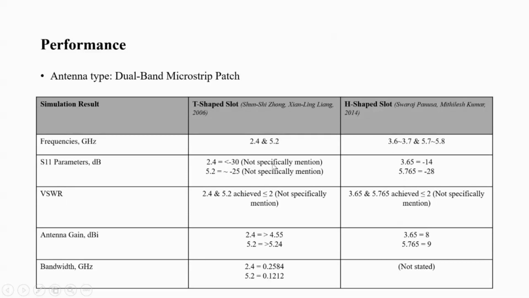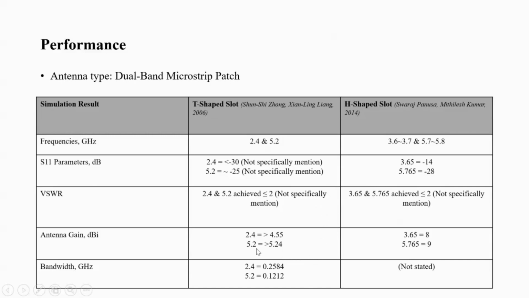And for the second related article here, the frequency varies according to the author. The T-shape slot uses 2.4 and 5.2 GHz, and the H-shape slot, I think they are using specifically 3.65 and 5.72 GHz. Then the S11 parameter for 2.4 is less than negative 30, and for 5.2 is around negative 35. They didn't specifically mention it, but it is within that range. The H-shape slot is around negative 40 and negative 28. For the T-shape slot VSWR, they said they achieve less than or equal to 2. The H-shape slot stated the same. They didn't specifically mention the specific VSWR value they get.